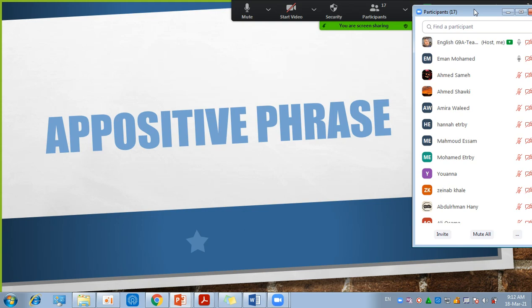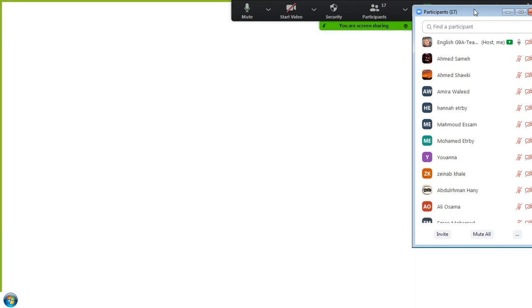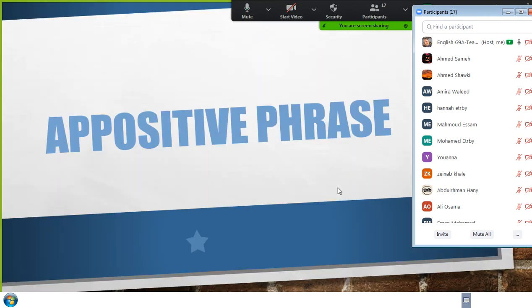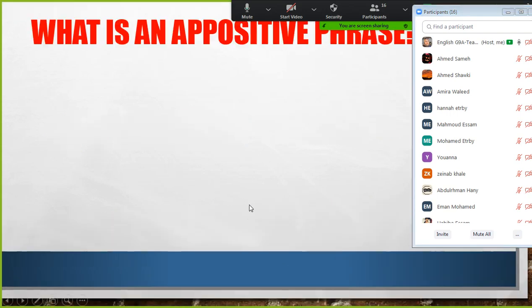No, Miss, I can't find it. Okay, the word appositive, it's first an adjective, and it means relating to. It means there's something relating to something else. So it means that it's a phrase, I'm writing it, and then it relates to another noun or another pronoun. So the word appositive only by itself, without the grammatical meaning, means relating to. Right, let's move to the next thing.